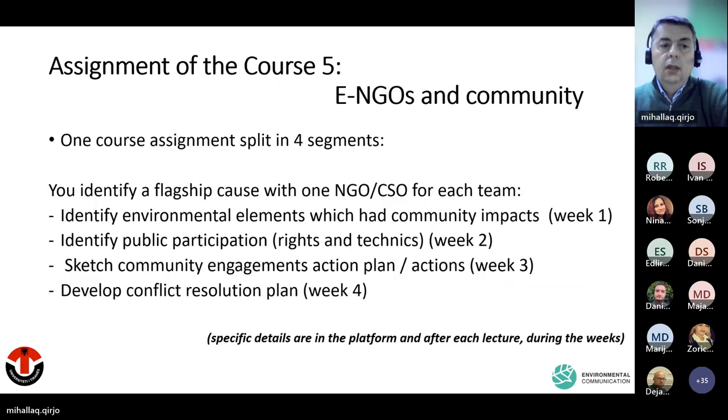We'll have an assignment, one assignment for the whole course. In four segments, you will pick up a cause, a flagship cause with one NGO or coalition for each team. And then step by step, week by week, you will be developing the elements of this assignment, starting from today with environmental elements. After each lecture, each week I will present specific details of the assignment. Usually it will continue to be the same style and typology of assignments as you developed basically in the previous courses.